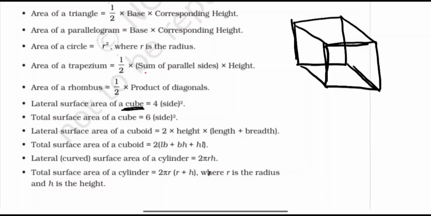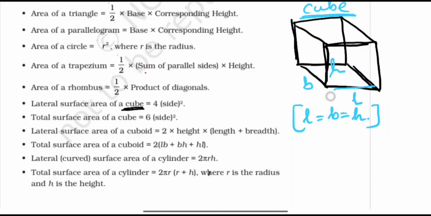That means if I take this one as the length L, this one as B and this one as H, all of them would be equal. L is equal to B is equal to H in a cube. This is a cube. Clear? So can we name all of these edges as a single entity, A? If A is every edge of a cube, then what would be the formula to find the lateral surface area?